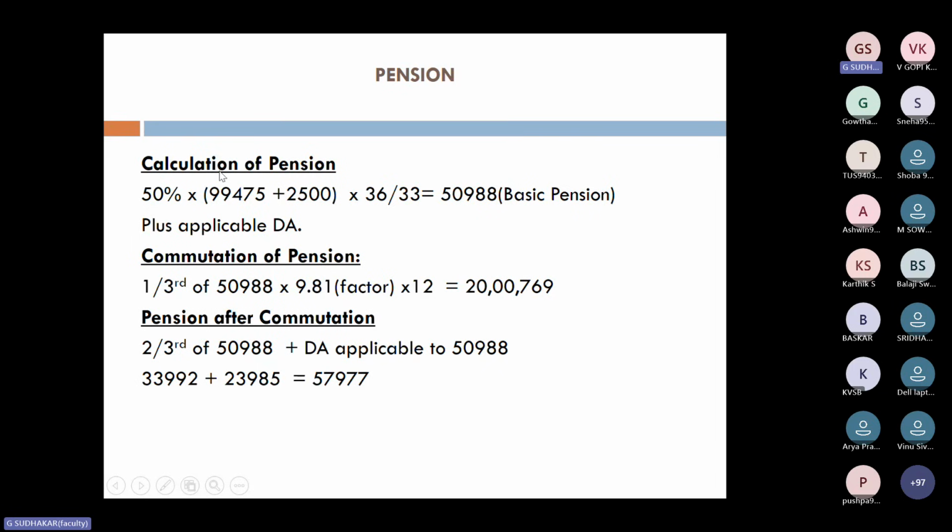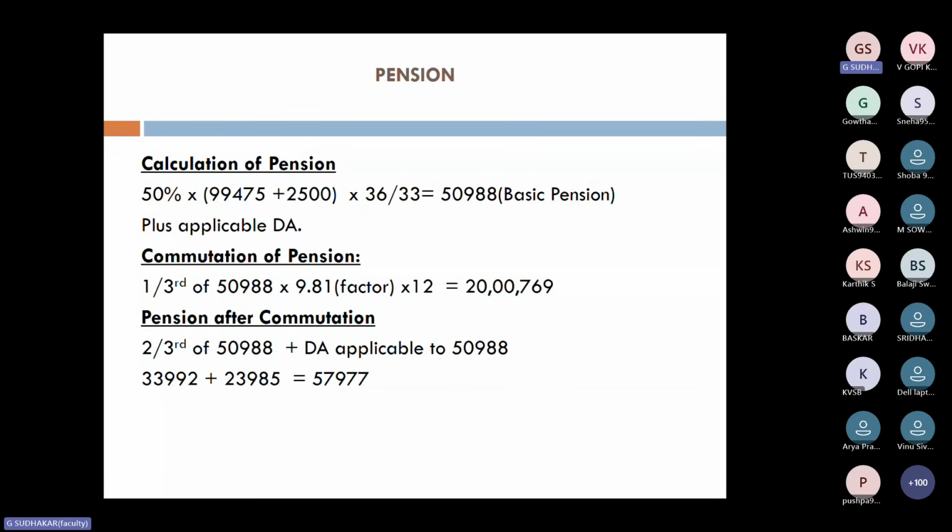So I have calculated one pension: 50% of basic plus FPA into 36 years of working by 33. So the amount is 5988. This is the basic pension plus applicable DA as per the slab. Now you have worked it out. The only difference is that for a serving employee, the DA is payable every quarter, and for retired employees, the DA is payable once in 6 months. That is the only difference.